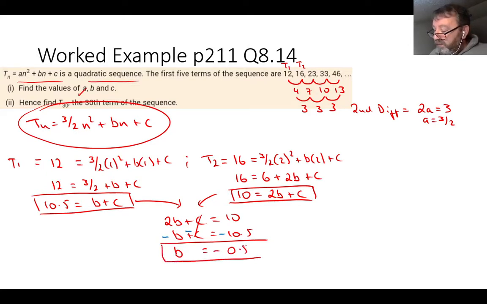So there's b. And the only thing I've got to do now is to bring b back into either one of these 2 equations. It doesn't matter. Let's bring it back over here. And let's put it in.